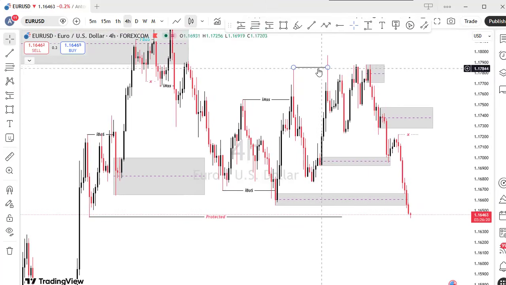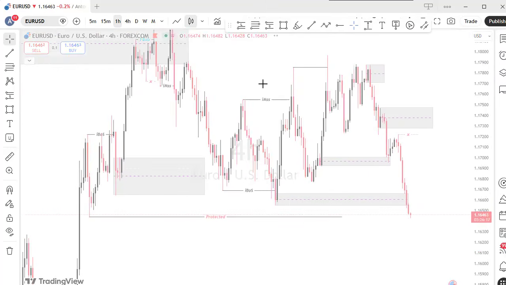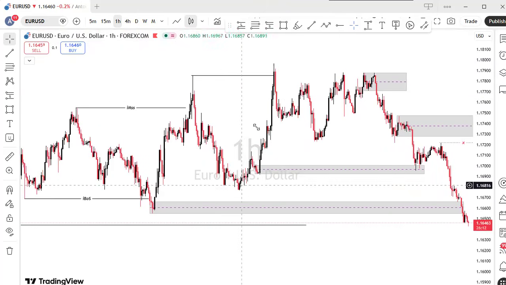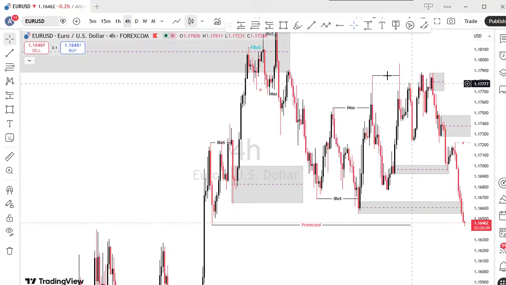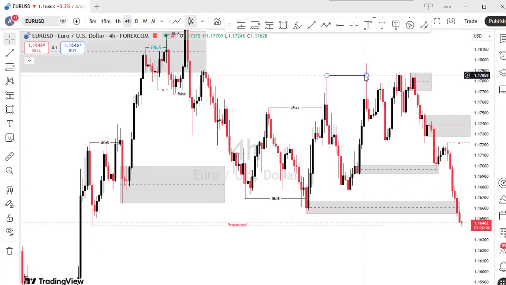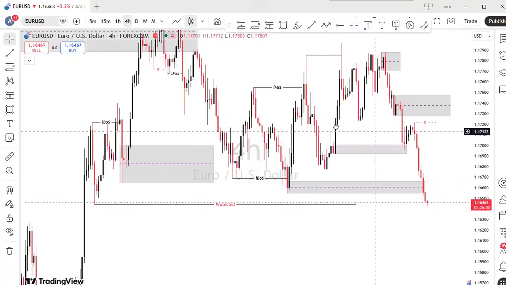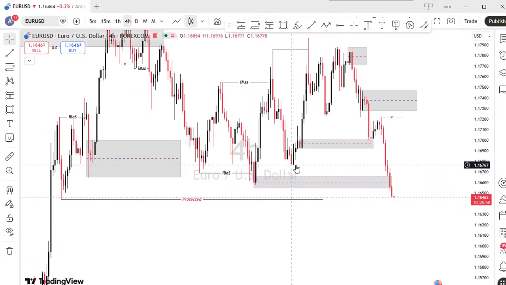But when you go here, the 4 hour never closed. This was just a sweep. But when you go to the 1 hour, the 1 hour closed. So that means what? This low is very weak because the 4 hour never closed above this area. So this was just a run of liquidity. And what happens once the market sweeps the buy side liquidity? Just be aware that the next target of liquidity is going to be the sell side liquidity. When the market sweeps the buy side, it comes next for the sell side liquidity.